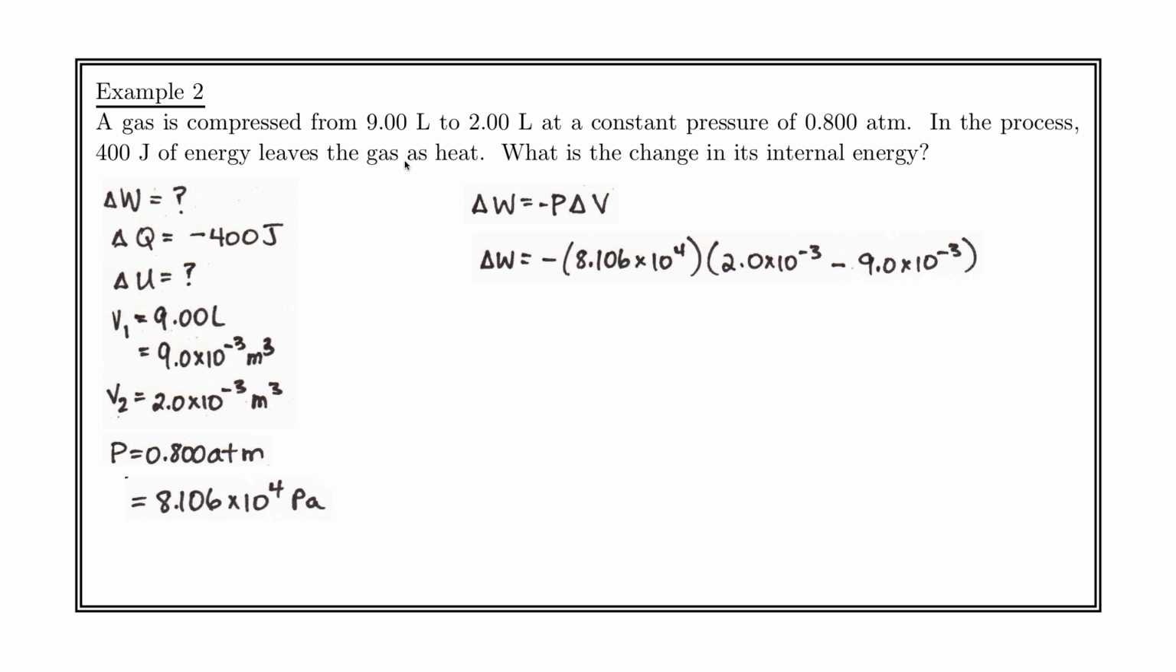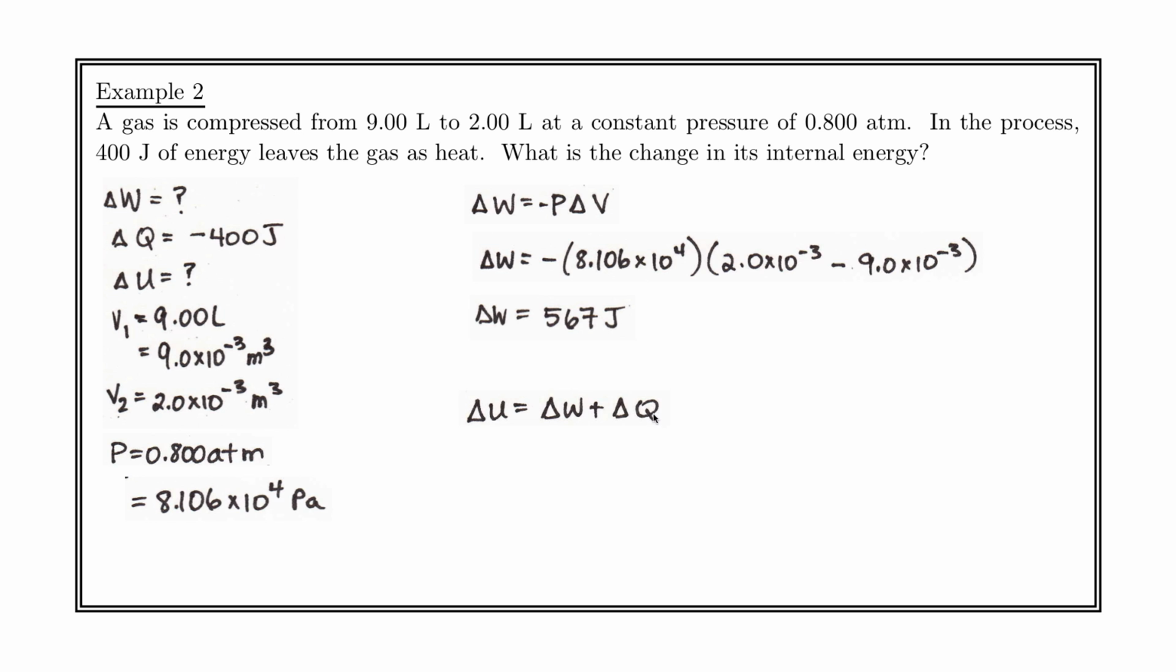Because work done on a system is compressing the system, right? We need to do work on that system to get it to do that. So that's why, because of our convention, we've got this negative sign here. All right, when we work this out, we see that the change in work is equal to 567 joules.